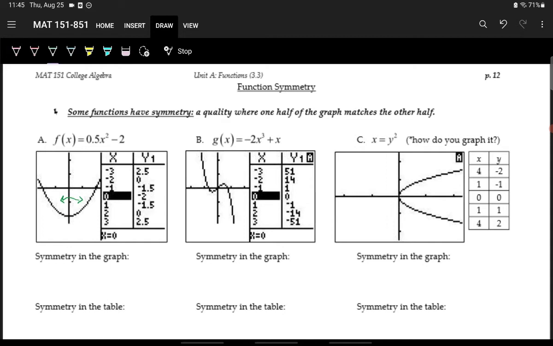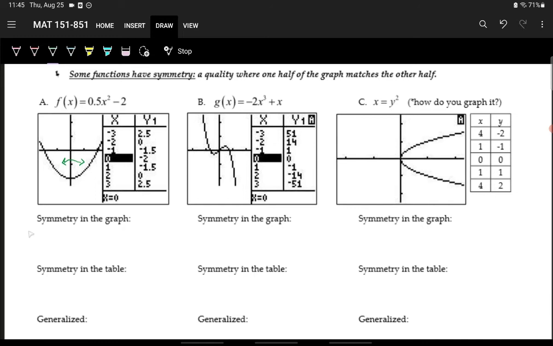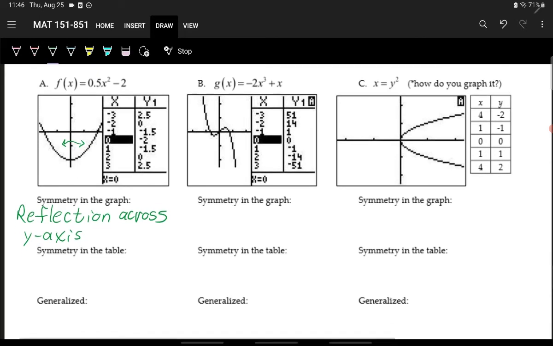So let's write this down. In the graph, there is a reflection across the y-axis. And the symmetry in the table, I guess there's different ways we could say that, but there's sort of like a mirror of the y values.